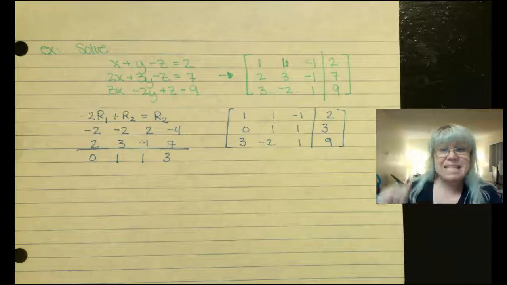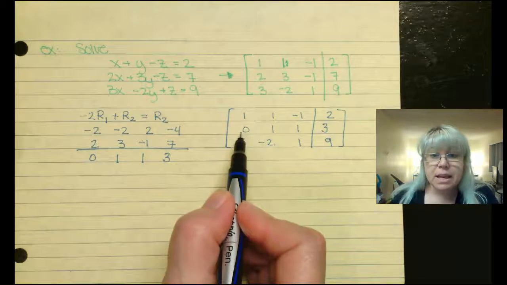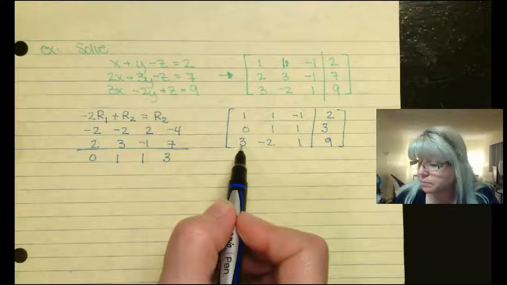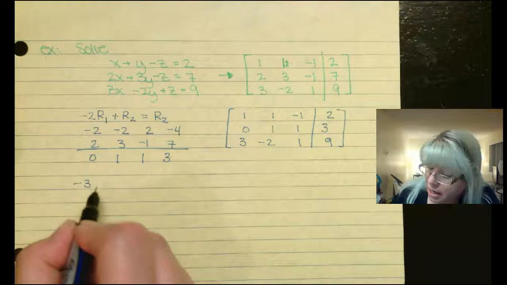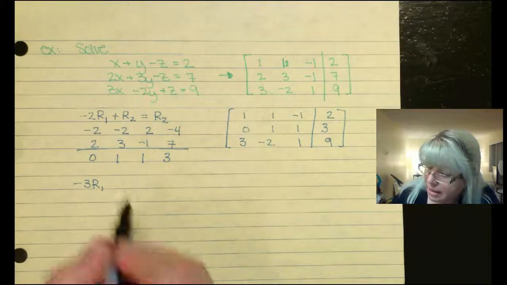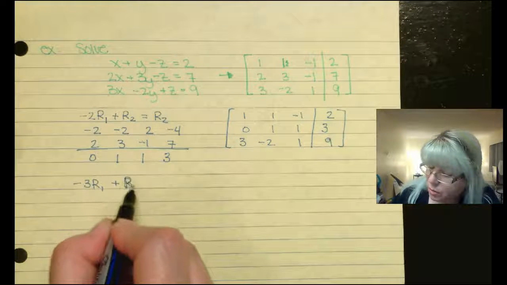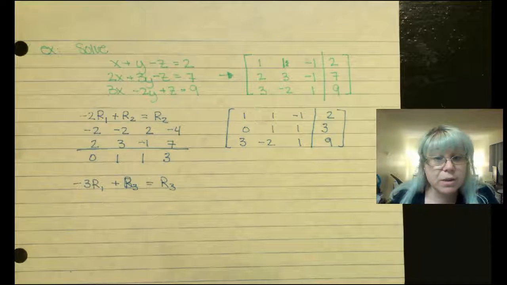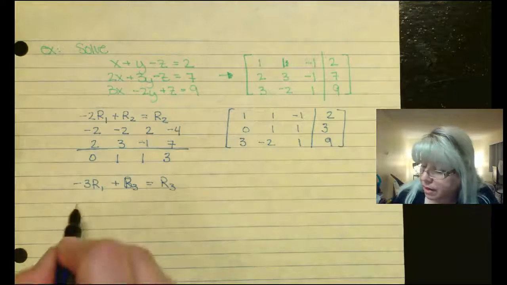All right, exactly what I want. I want a 0 right underneath the 1. But I want a 0 where this 3 is in the third row. So I think if I multiply row 1 by negative 3, add it to row 3, and put it back in row 3, I will have a 0 there, because negative 3 plus 3 is a 0.